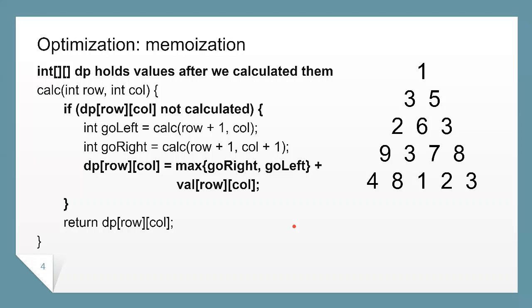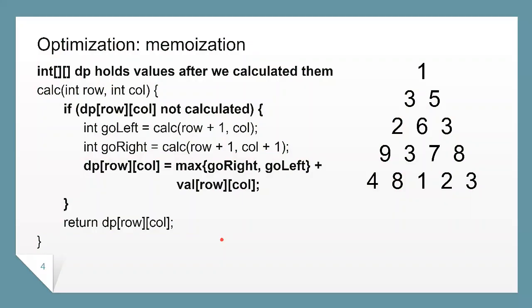And then here's the optimization that makes this DP. It's called memoization. Yes, I did not misspell that. It's memoization. So let's say you have this function and you add another 2D array called DP, which is really bad naming, but whatever. And this will hold the values after we've calculated them.